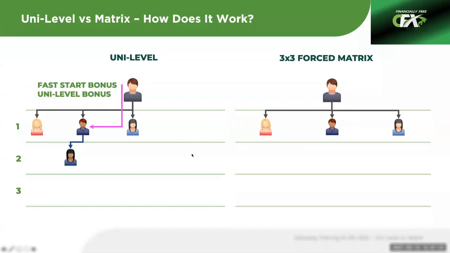And now, instead of you getting the fast start bonus, this person gets the fast start bonus because this is the personal introducer of this person. Okay. You no longer get the fast start bonus. This person does. However, you do get a uni level bonus. This person gets a uni level bonus and you get a uni level bonus.